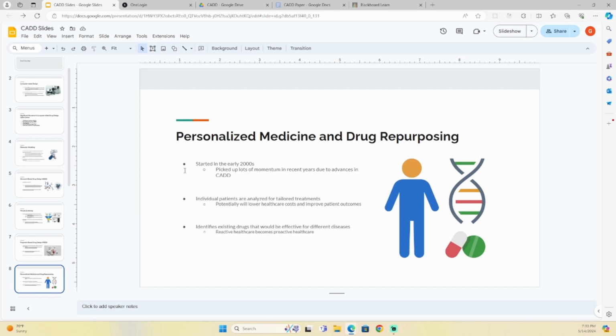And lastly, we have personalized medicine and drug repurposing. These are pretty self-explanatory, but it started in the early 2000s, and it's picked up lots of momentum in recent years due to advances in CADD. With personalized medicine, you take individual patients, you analyze them, and you tailor the treatments to that patient. And some great benefits of this will potentially lower healthcare costs and improve patient outcomes. And with repurposing, you identify existing drugs that would be effective for different diseases. And this turns reactive healthcare into proactive healthcare.